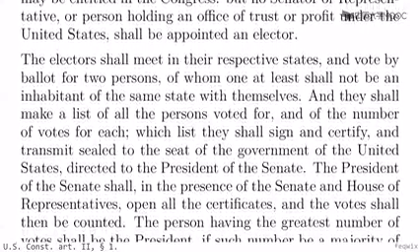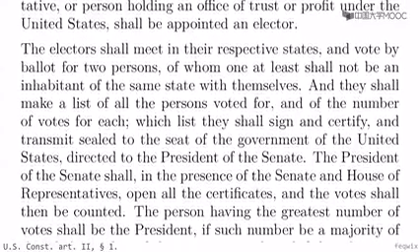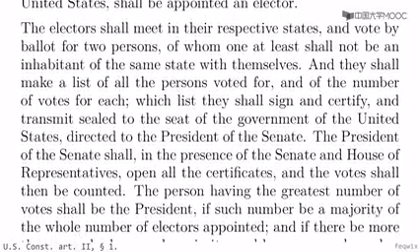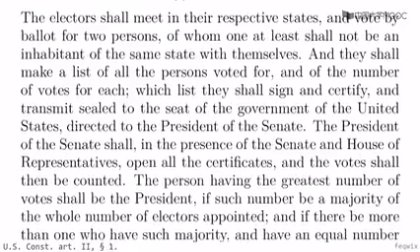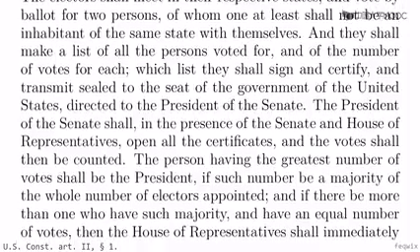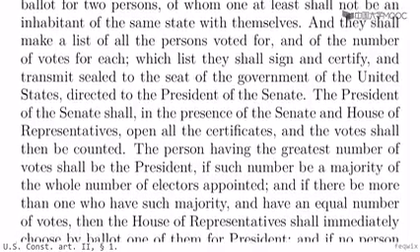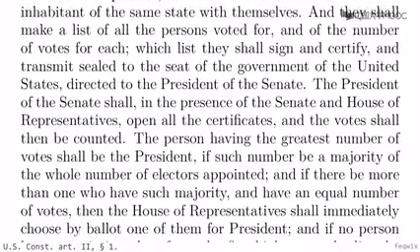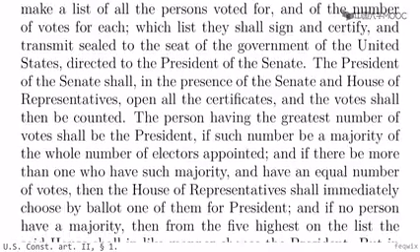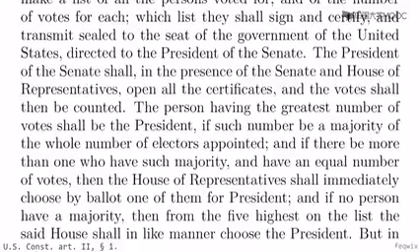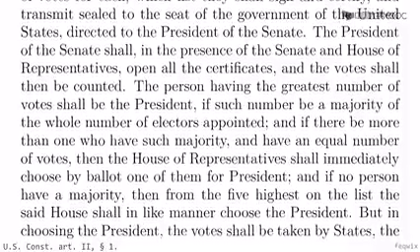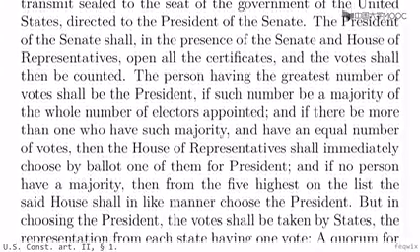And they shall make a list of all the persons voted for, and of the number of votes for each, which list they shall sign and certify, and transmit sealed to the seat of the government of the United States, directed to the President of the Senate. The President of the Senate shall, in the presence of the Senate and House of Representatives, open all the certificates, and the vote shall then be counted. The person having the greatest number of votes shall be the President, if such number be a majority of the whole number of electors appointed.